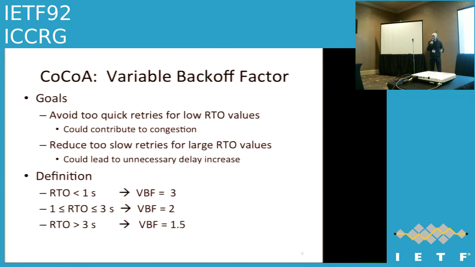So another component in COCO is the use of a variable backoff factor. The goal here is, on one hand, to avoid too quick retries when the RTO expires and it has a low value. What we do is that if the RTO expires and it has a value lower than 1, then we apply a backoff factor of 3. The purpose is to avoid retrying too quickly, which might contribute to congestion, whereas if the RTO expires and it has a value greater than 3 seconds, we apply a backoff factor of 1.5, which is still greater than 1, and thus we still keep a safe algorithm. However, by doing this, we try to avoid unnecessarily long delays. And when the RTO expires and it has a somewhat median value between 1 and 3 seconds, we apply the classic backoff factor value of 2. Next, please.